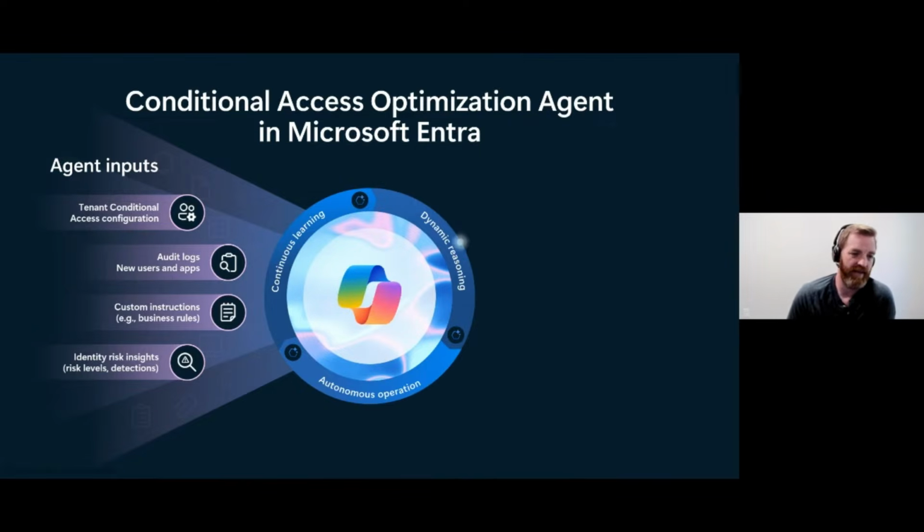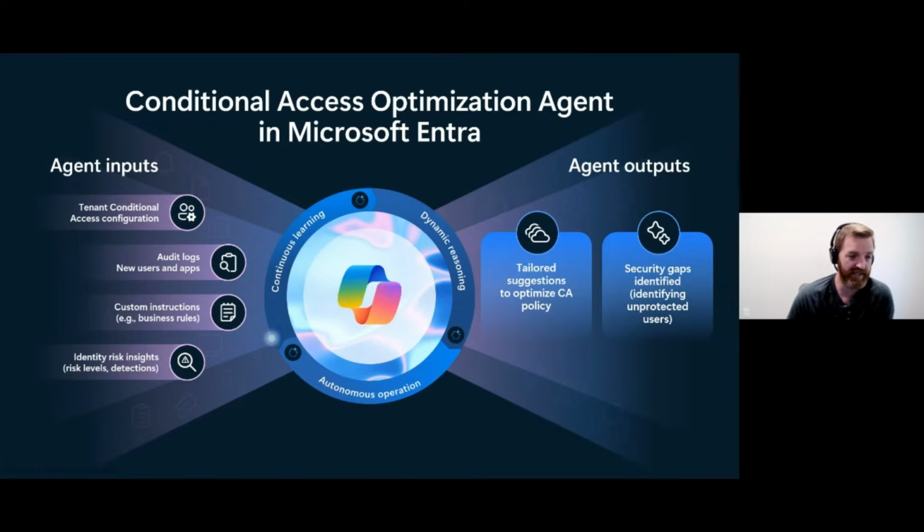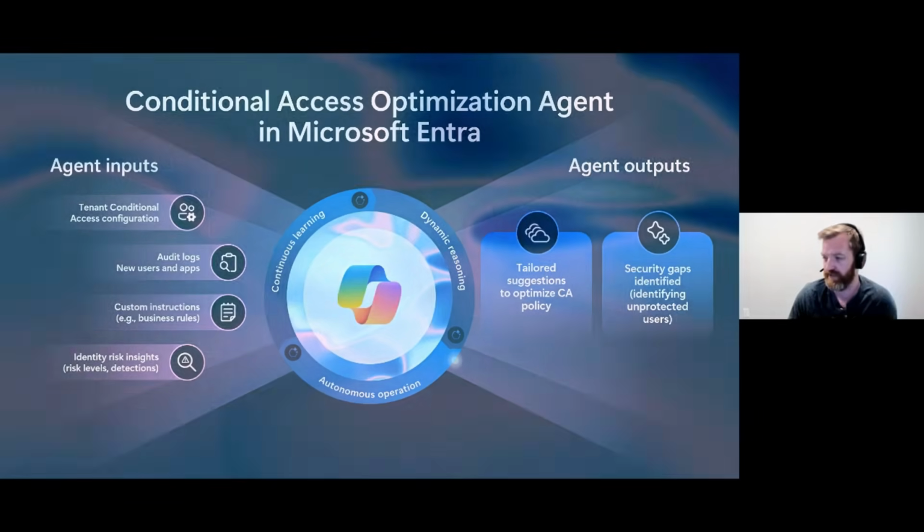So as far as what the agent looks like and what it does, we have the agent inputs on the left, which of course looks at the existing conditional access policies themselves. It looks at audit logs to identify new users and apps and identify that drift. There are some custom instructions, and some additional insights and signals that we leverage as well. And the goal is to output tailored suggestions for your environment and help you sleep at night, honestly, and not be worried constantly about the gaps that you might not be aware of.